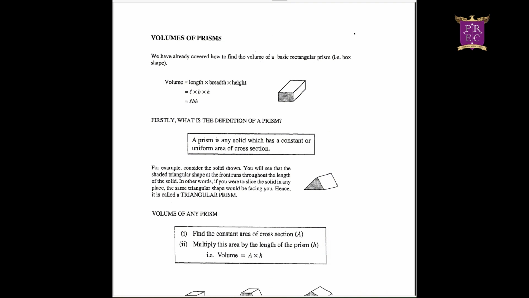Volumes of any prisms. Let's have a look. We've done rectangular prisms. Let's have a look at triangular prisms now. To find the volume of a triangular prism, what we need to do is find the area of the front-facing face. So to find the area of a triangle, we do half base times height, and then multiply by the length, which will be this one here. And that's the volume of a triangular prism.